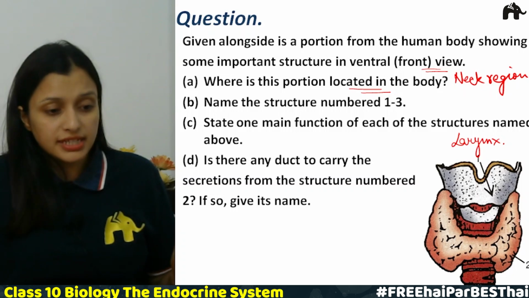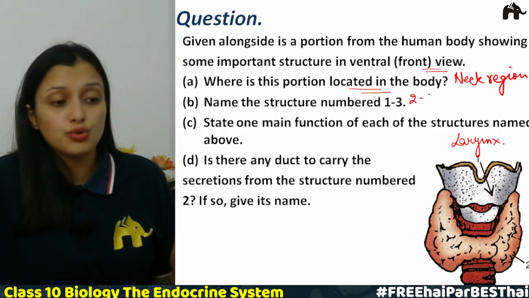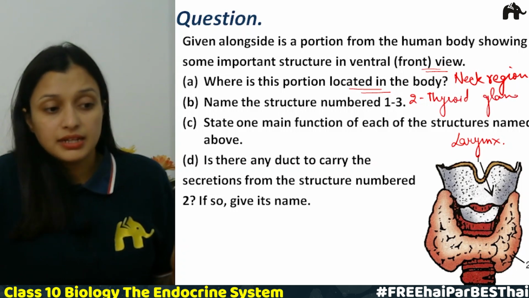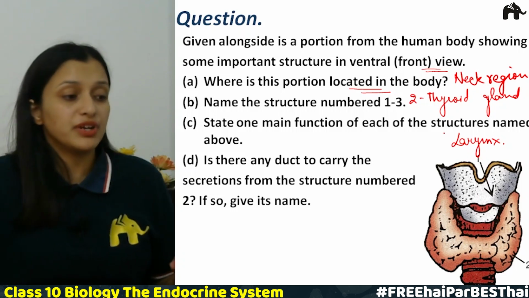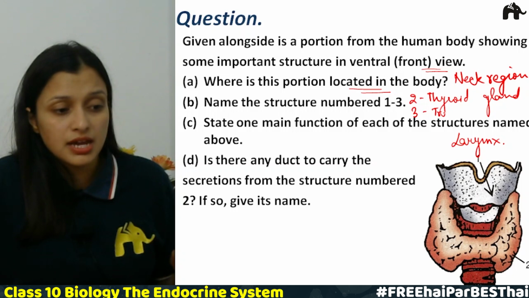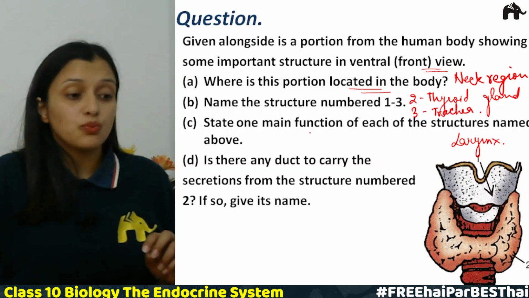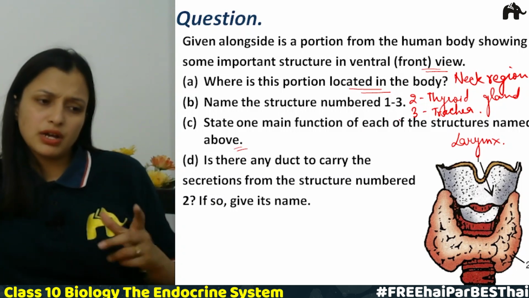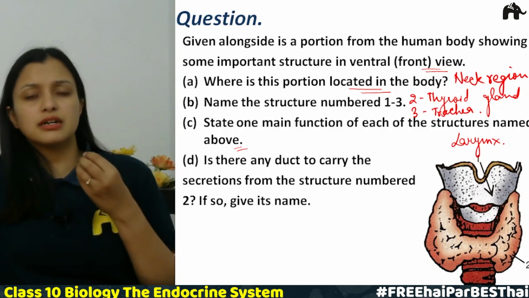What is this butterfly shaped structure? The 2 is the thyroid gland. Now this structure is called the windpipe. Over here, 3 is the trachea. Now part C: state one main function of each of the structures named above. The first is the larynx. The larynx is the voice box.